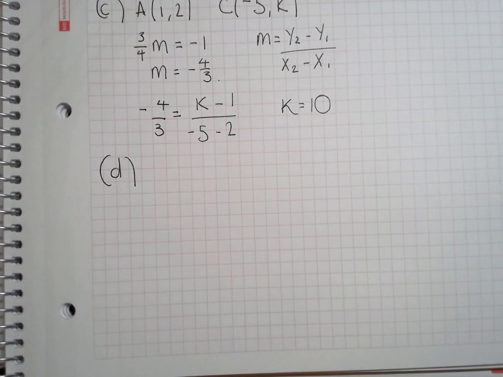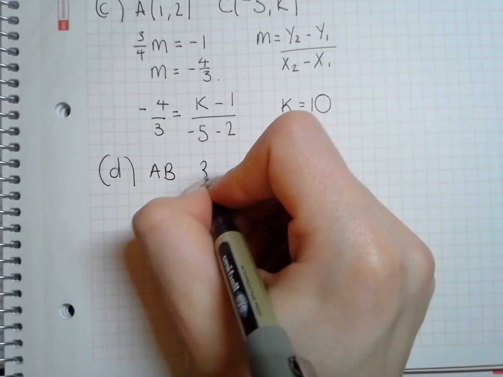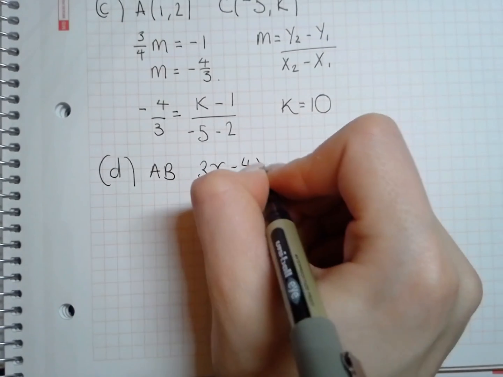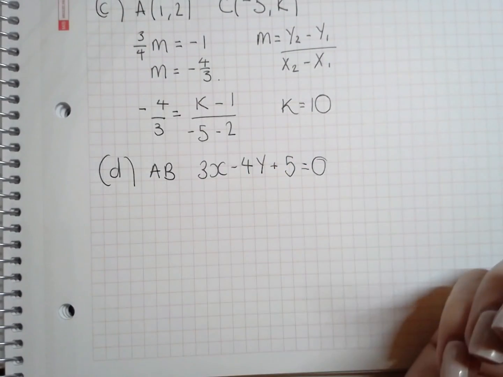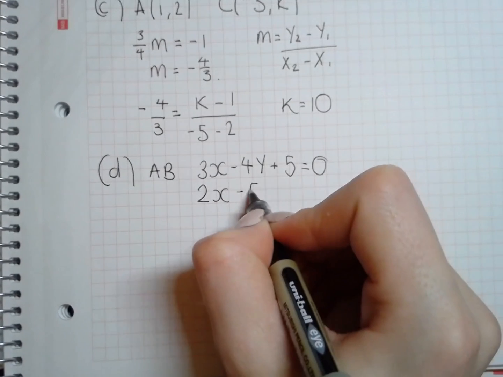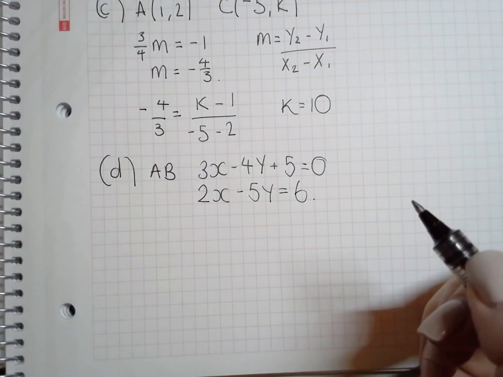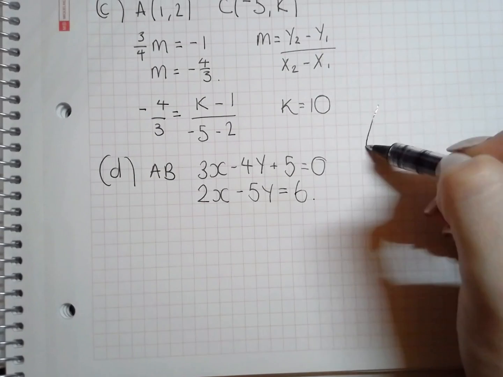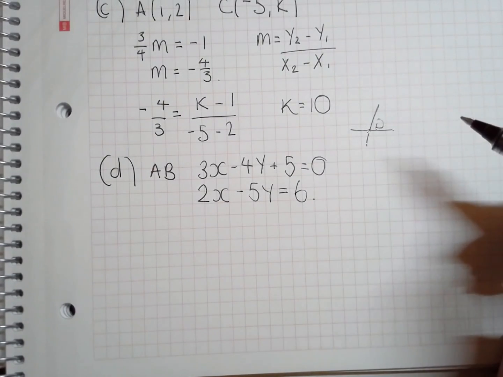The line AB, this is part D now. The line AB intersects the line with the equation. So the line AB is the line 3x minus 4y plus 5 equals 0 that we started with. And this intersects the line with the equation 2x minus 5y equals 6 at the point D. So these two lines pass each other at the point D. Find the coordinates of D.